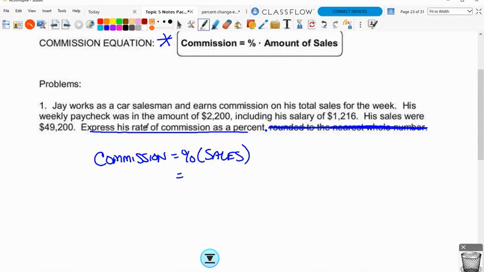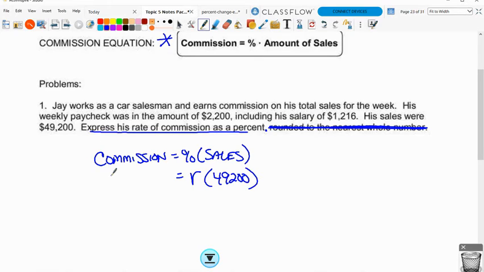We are looking for the rate of commission, expressed as a percentage. So R, the rate, is what we're looking for. They tell us in the sentence before that his sales were $49,200. So $49,200 goes in for the amount of sales that he made.